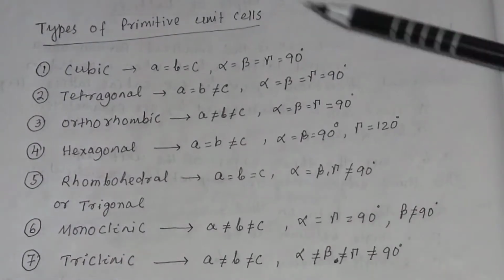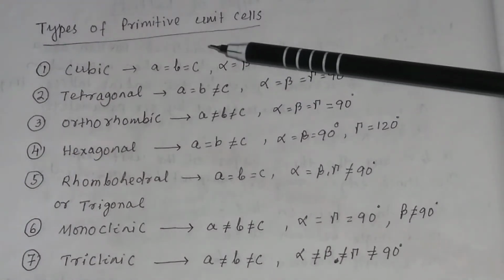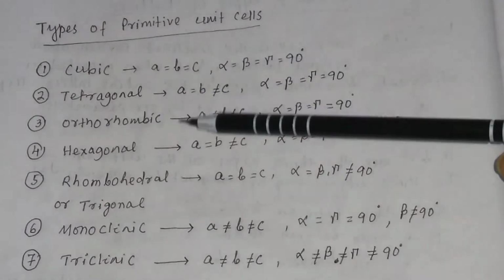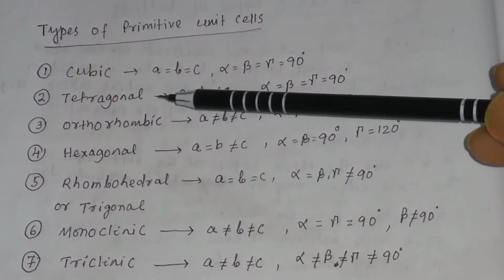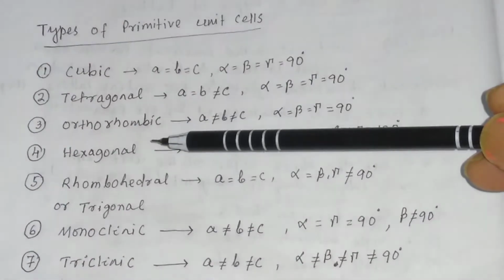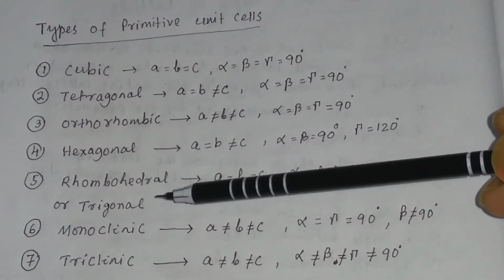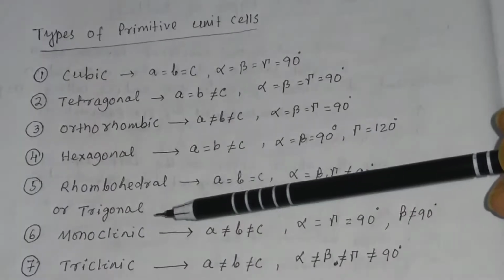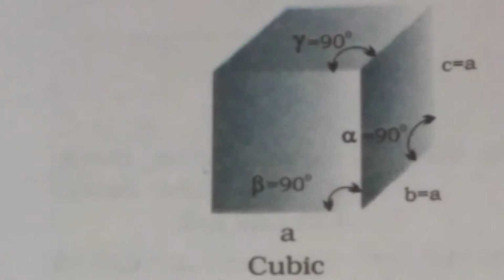So there are two types of unit cells: one is primitive, another non-primitive. Primitive unit cells are of 7 types: cubic, tetragonal, orthorhombic, hexagonal, rhombohedral or trigonal, monoclinic and triclinic. So there are 7 types of primitive unit cell. In the case of a cubic primitive unit cell, a is equal to b is equal to c and alpha is equal to beta is equal to gamma is equal to 90 degrees.